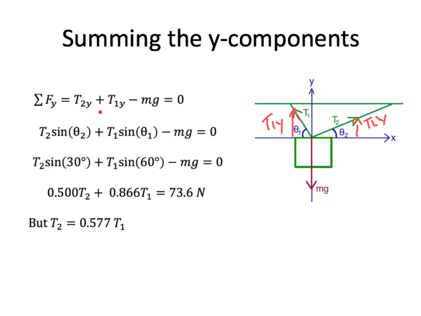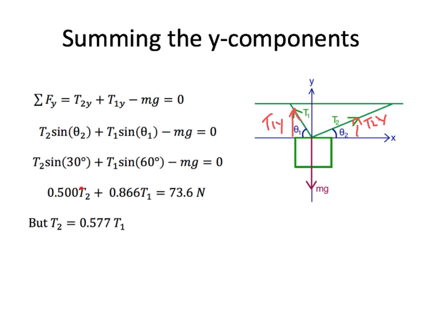And so if I do all of that, I can also note that T1y is going to be opposite the angle, so that goes with the sine of theta 1. T2y is opposite theta 2, so it's going to go with the sine of theta 2. And so I can plug those in. T2y becomes T2 sine of theta 2. T1y becomes T1 sine of theta 1. I can plug in the 30 degrees and the 60 degrees, and I get that 0.5 T2 plus 0.866 T1 is equal to 73.6 newtons. This mg comes over and becomes positive, and that works out to be 73.6 newtons.